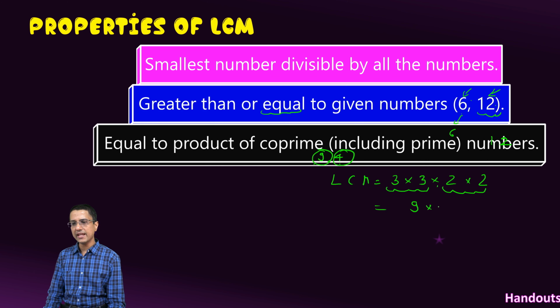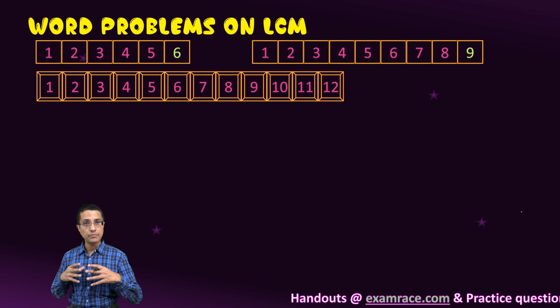All the prime numbers are coprime, therefore the same applies to prime numbers as well. So for example, the LCM of 2 and 3 would simply be 2 into 3, which is 6. So this is the LCM of 2 and 3, note that. Now with that, we have covered all the important properties of the LCM.